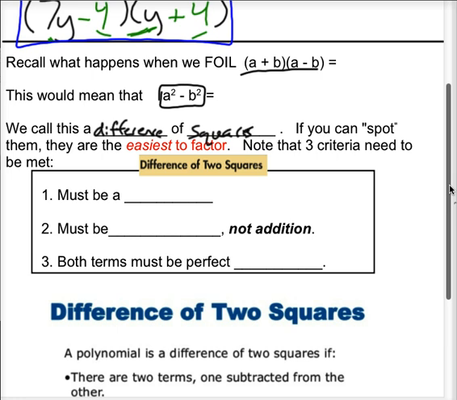And when you can identify them, these actually end up becoming some of the easiest things to factor. There's a couple of things you need to know about it though. First, to be a difference of squares, it needs to be a binomial. And again, a binomial meaning two terms. So we're no longer looking at three-termed things, we're looking at things with merely two terms. And must be subtraction.